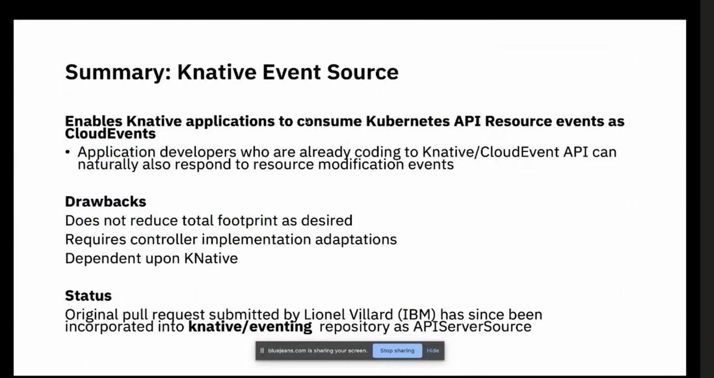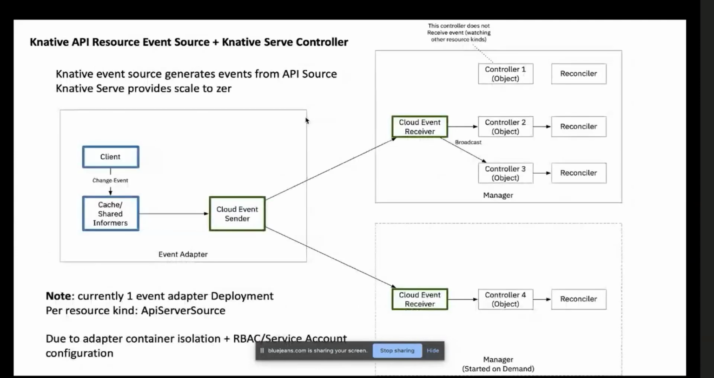So using that Knative eventing style, we've been able to successfully demonstrate controller scaling to zero and accepting events. But we also found some drawbacks in the process, and one of those is that we weren't able to quite achieve the scale to zero footprint optimizations we were hoping to. And this was a result of the event adapter. It's on the left side of the diagram.